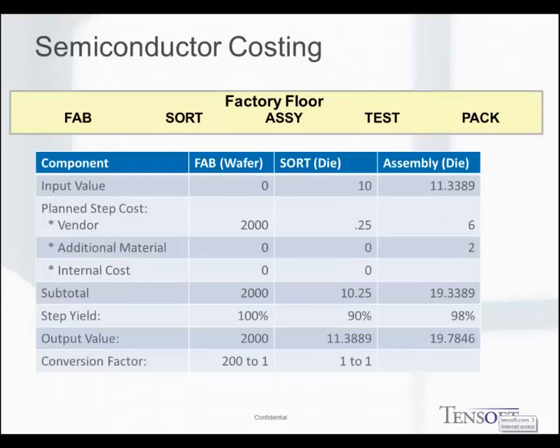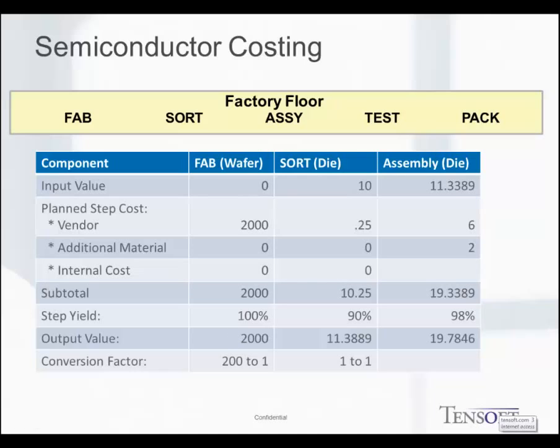So if we step back and look at our semiconductor costing in general here and just walk through a simple model where we have step cost, step yield, and we consider the input value. Here's our fab process where we say we're buying a very expensive wafer, $2,000. I know nobody buys $2,000 wafers anymore, unless it's sort of exotic materials, but expensive wafer, $2,000, 100% yield, and we get this $2,000 out.